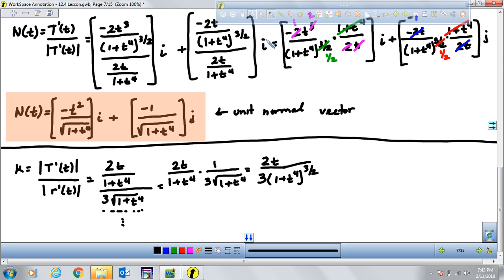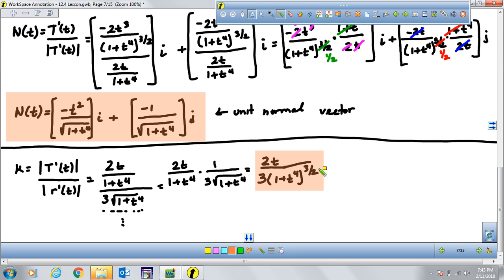And this will give us, at any point along the curve, at any value of t, what is called the curvature of the position vector.